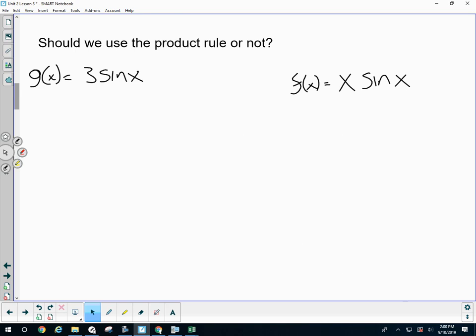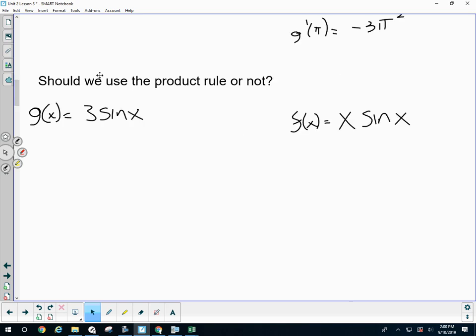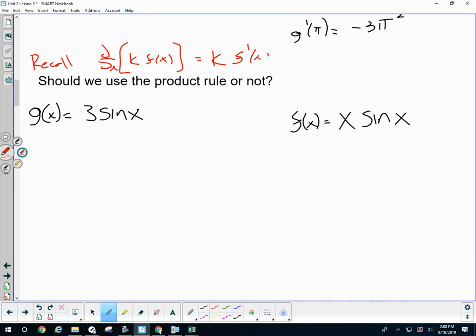Now, it's important to remember, don't use the product rule if you just have a constant in front of a function. Remember the constant multiple rule. If I'm taking the derivative of a constant times a function, it's just the constant left alone times the derivative of the function. So, for this guy, product rule, not necessary.